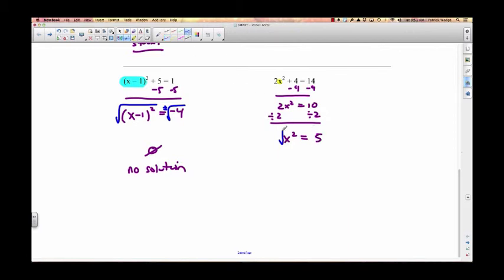I'm ready to take the square root of both sides, remembering to put plus minus. So my final answer is x equals plus or minus root 5. If I can simplify this radical, I should. What multiplies to get 5? Just 5 and 1. No, there's no pair there, so this is already in simplest form.